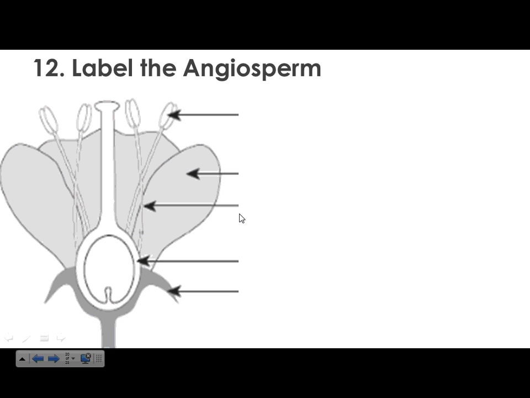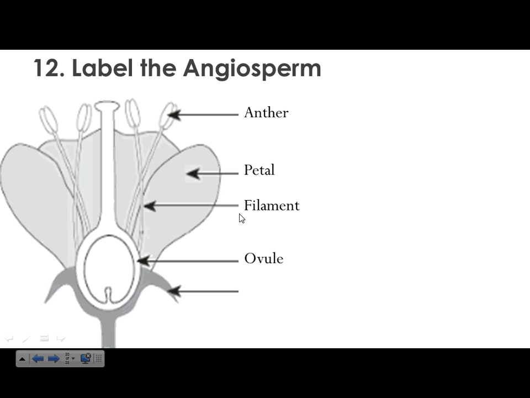Number 12 is to label the angiosperm. So the anther, that's where the pollen is made. If you look at a flower, those are the yellow parts. If you touch them, the pollen rubs off on you. The anther is held up above the petals by the filament. The reason for this is you want that pollen to be easily available to pollinators, bees, bugs, wind, because we want that pollen to be spread around. So it's held above the flower, so if a bee comes by or a hummingbird or a nice breeze, that will spread around the pollen.